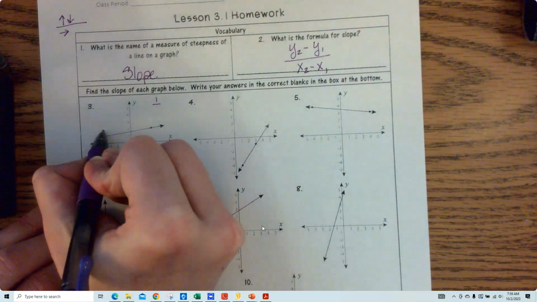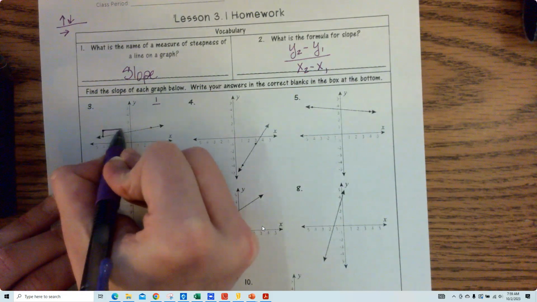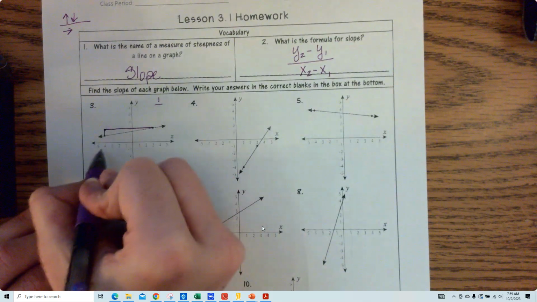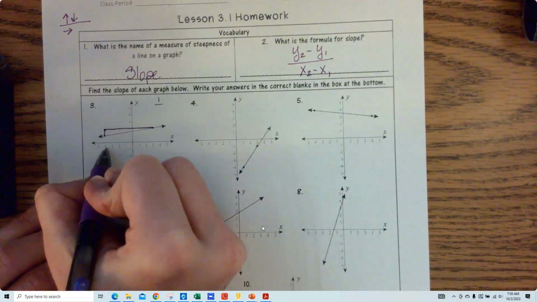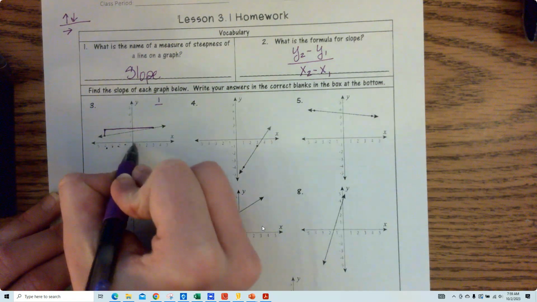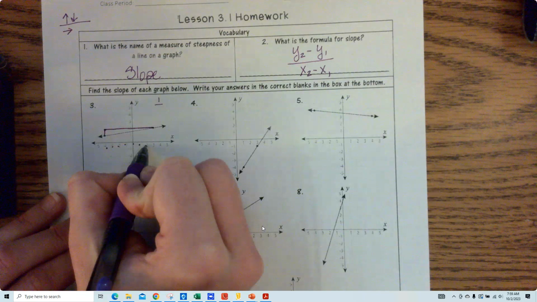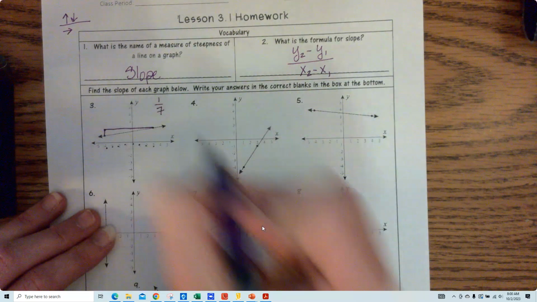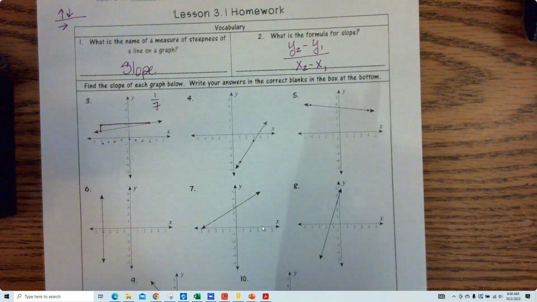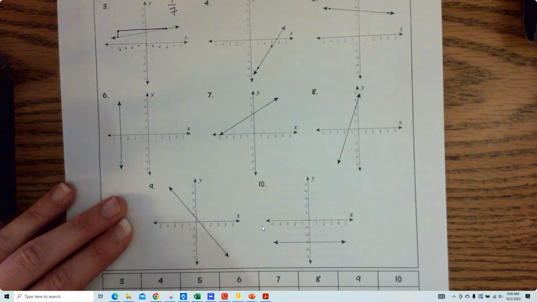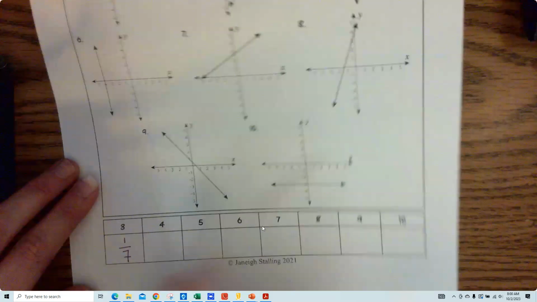And then once I go up or down, my only move is to go across. Again, I know it's hard to see the grid lines, but you can come down here to the numbers and you can count. So I went right 1, 2, 3, 4, 5, 6, 7. And that's my slope. That's it. Put your answer down there at the bottom. So 1/7.